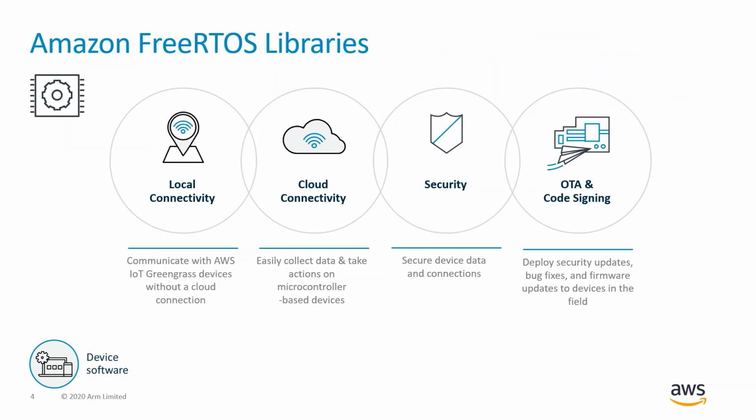Amazon offers a set of FreeRTOS libraries. They provide connectivity to the Amazon cloud services. This includes also, for example, things like Greengrass. The cloud connectivity is easy on microcontrollers. The software stack offers security, so you have actually a secure data communication, and also update over the air, and code signing is possible with this library set.